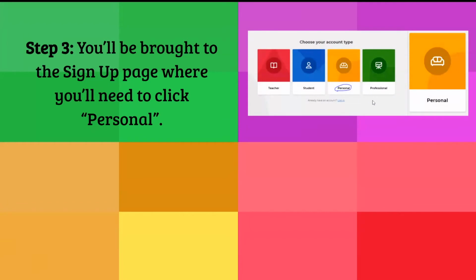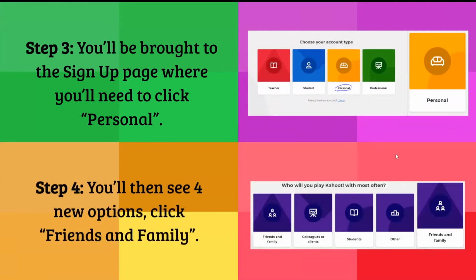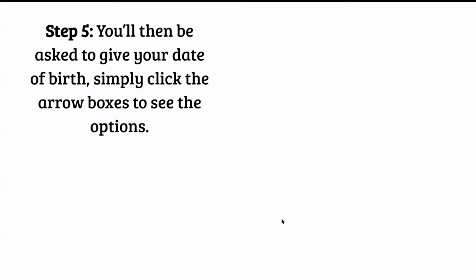It'll ask you what kind of account you want. Since you are not a student or teacher or of any company, you would click personal right here. It'll be a yellow icon with like a chair sort of picture. And then after that, it'll ask you who you want to play Kahoot with. So since you are not playing with students, you would click friends and family, which will look like 3 dots all in one circle.